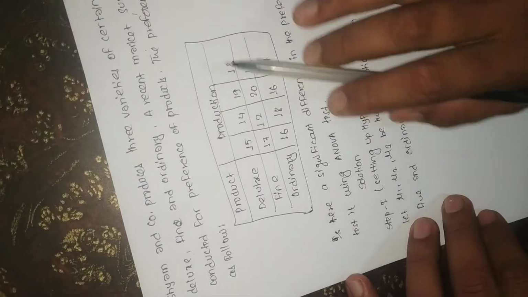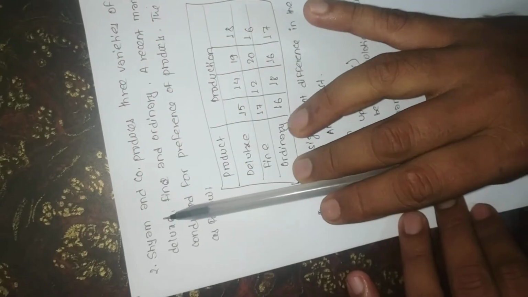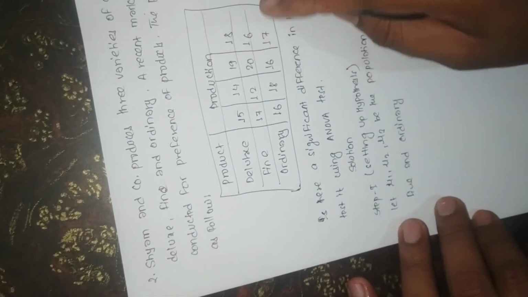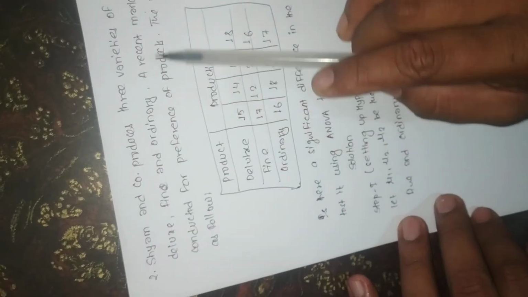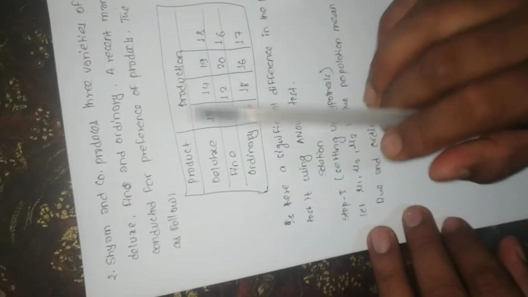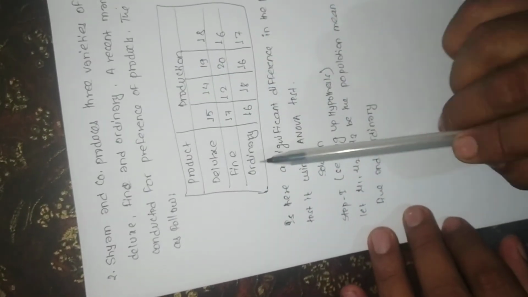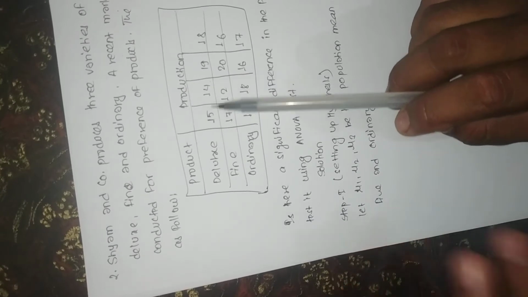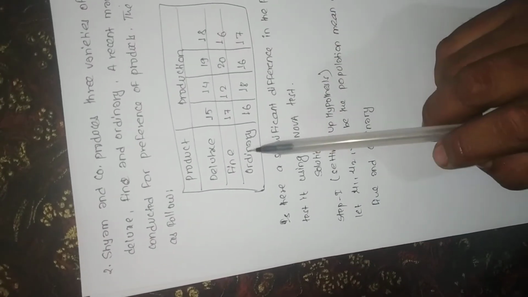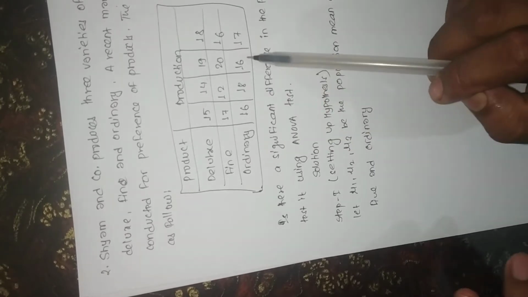Here is the question. Siam and Co. produces three varieties of a certain product: deluxe, fine, and ordinary. A recent market survey was conducted for the prevalence of the product. The preference was found as follows. Deluxe is 15, 14, 19, 18; fine is 17, 12, 20, 16; ordinary is 16, 18, 16, 17.